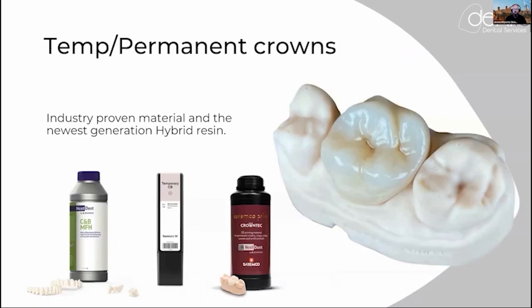What we can also do, for example, is temporary and permanent crowns. The industry-proven materials and the newest generation hybrid resins allow us to make permanent crowns. Long-term, I prefer to say again. So we've got a lot of these materials. We can now make something that is TGA cleared, FDA approved, FDA cleared, CE approved restorations. It's just absolutely amazing what we can do.